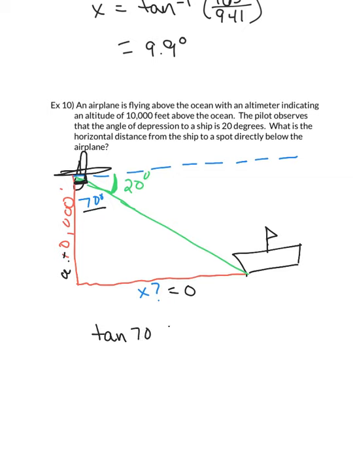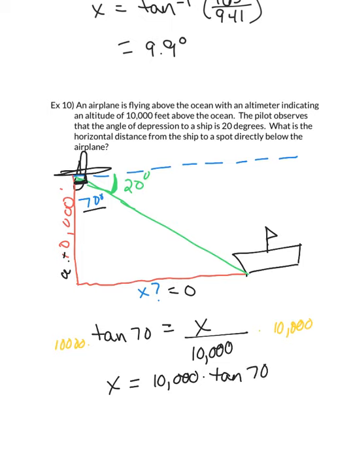Tangent of 70 equals the opposite, which is what we're looking for, over the adjacent, which is 10,000. To solve this, we would need to multiply both sides by 10,000. So x is going to equal 10,000 times the tangent of 70. And if you do that on your calculator and round to the 10th, you should get 27,474.8 feet.